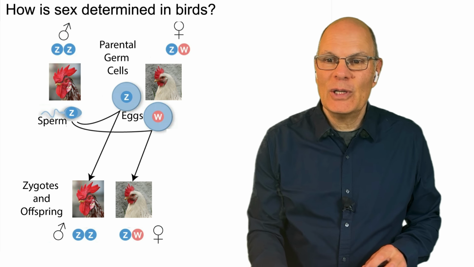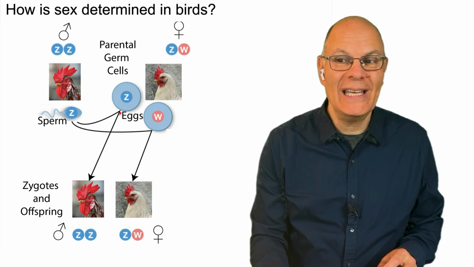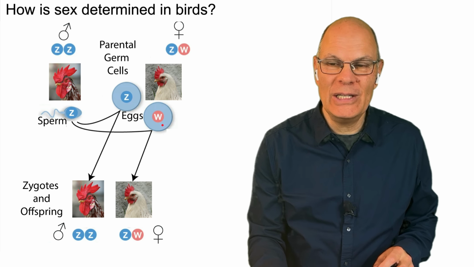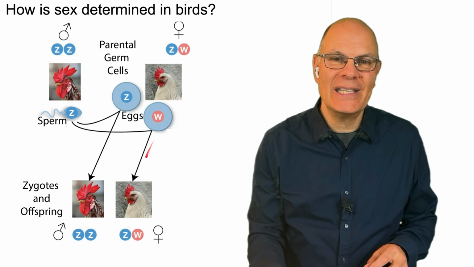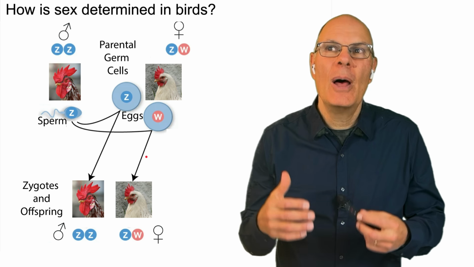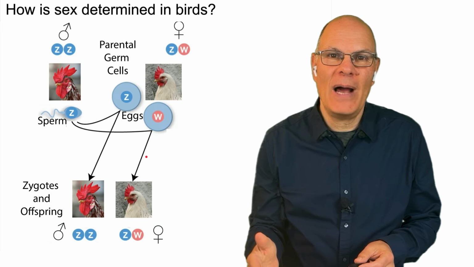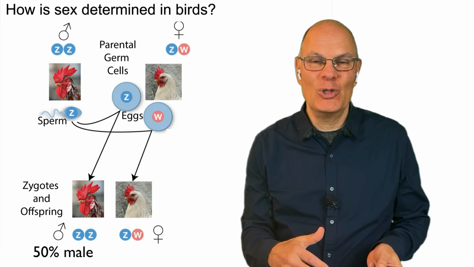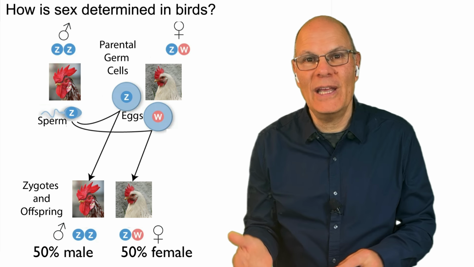As in mammals, because half of the eggs will be Z eggs and half the eggs will be W eggs, the result is that among the initial births that happen in any bird population, half of those birds will be male and half of those birds will be female.